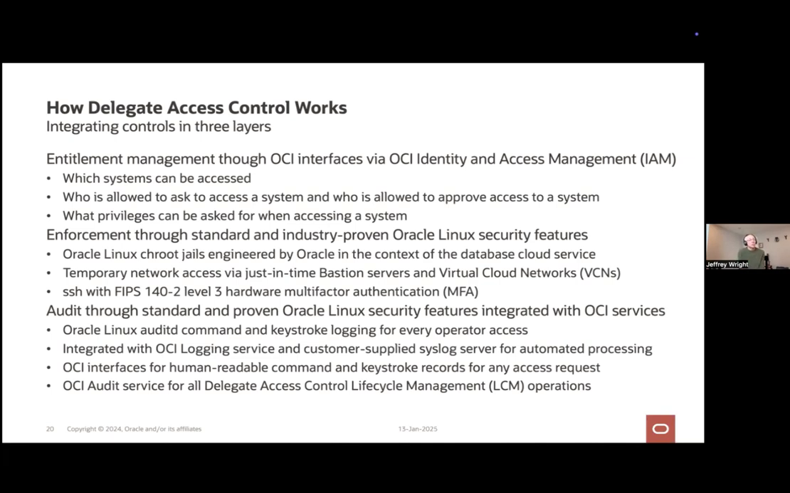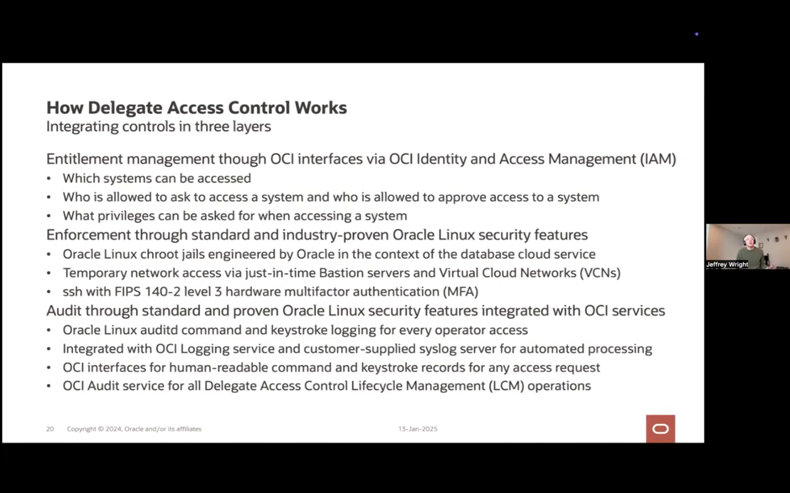So the first way we do it is the Oracle Linux chroot jail, as we described. That's the enforcement mechanism for the minimum privileges. The entitlement to access the system is enforced through temporary network access that's built using just-in-time Bastion servers and VCNs, cloud technology that you probably know about today already. And then how do we enforce that I'm allowed to do work when you've let me do work, and Leo's not allowed to do work, or vice versa? We enforce that using SSH that is authenticated to that FIPS 140-2 level 3 hardware MFA standard.